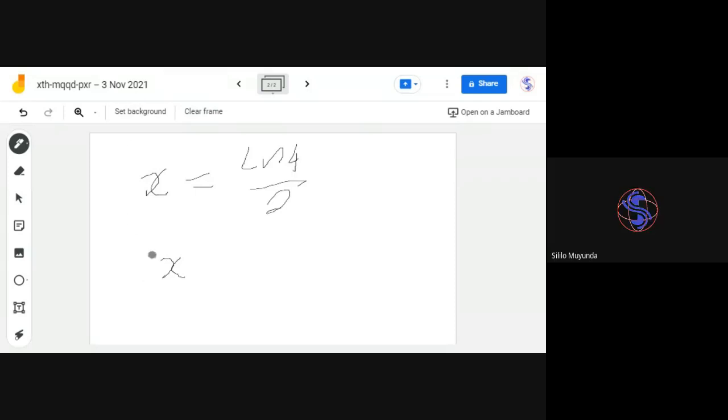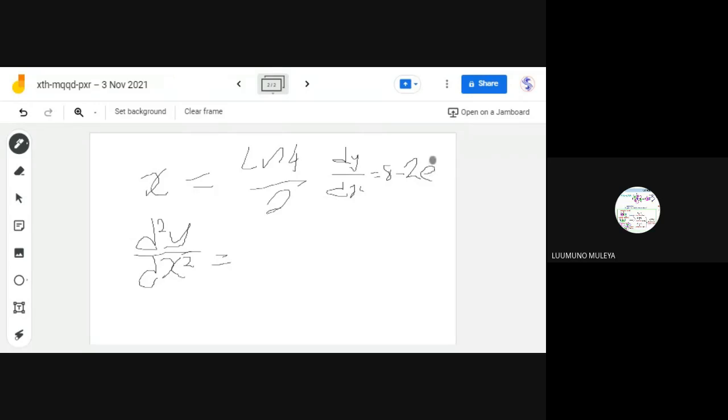So what do you say? We do the d squared y, is it? Is this even how they write it? What was the derivative that you had found? We found 8 minus 2e to the power 2x. So it was 8 minus 2... is it 2 or e? 2e. Okay, 2e to the power 2x.